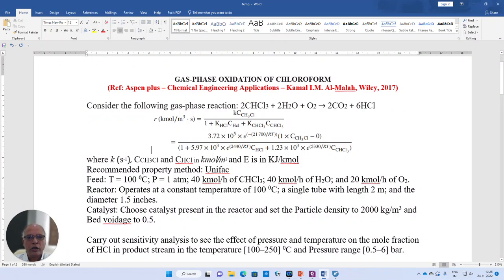In this session, I would like to demonstrate a reaction for which you have the kinetic rate law as per LHHW kinetics, the Langmuir-Hinshelwood-Hougen-Watson correlation. So before we actually go into the problem, of course, some details about the problem statement are given here. Let me try to explain what actually is involved if you want to model LHHW kinetics in Aspen.